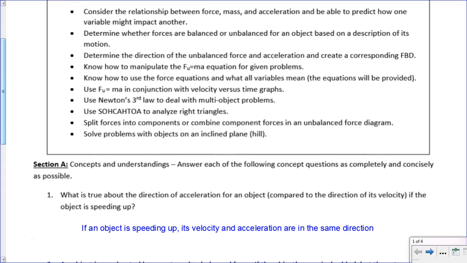One thing to point out here is I say that I'm going to give you some different force equations, but that you're going to have to know how to apply those equations. You're going to have to know what the different variables mean and what units need to be plugged in and things like that. And so while I'll give you the equations for some of the forces, you yourself have to know how to use those equations and what all the different variables mean.